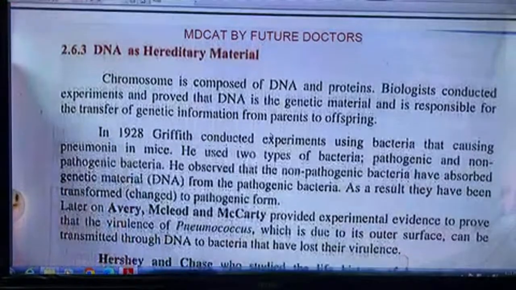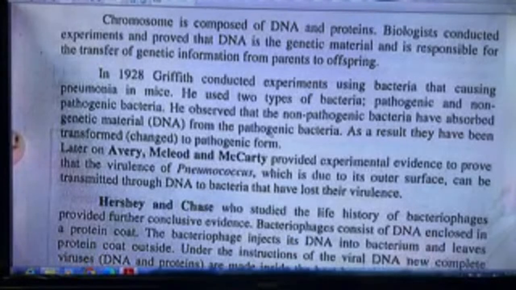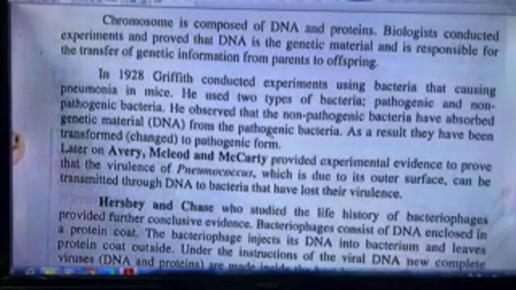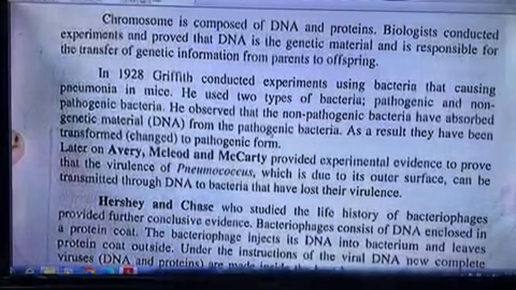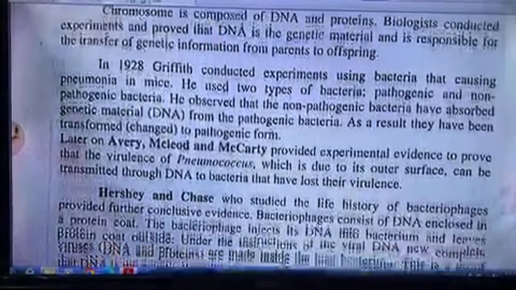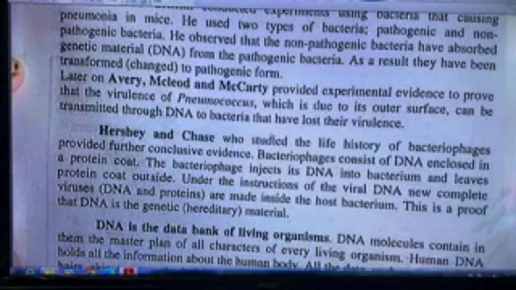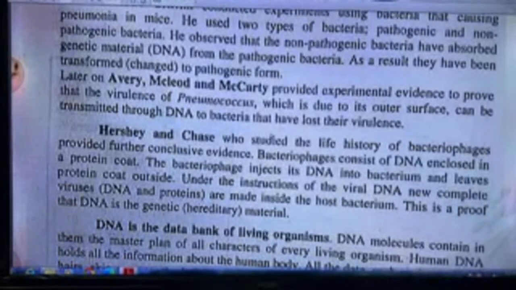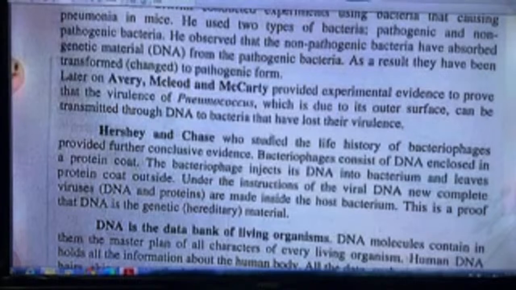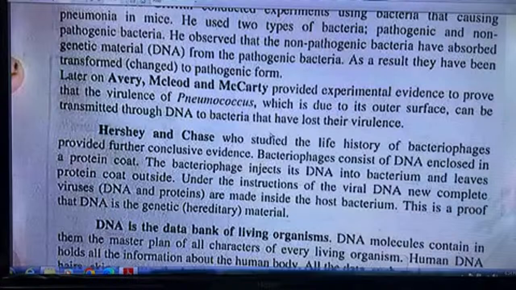Chromosome is composed of DNA and proteins. Biologists conducted experiments and showed that DNA is the genetic material and responsible for the transfer of genetic information from parent to offspring. In 1928, Griffith conducted an experiment using bacteria that caused pneumonia in mice. He used two types of bacteria, pathogenic and non-pathogenic. He observed that the non-pathogenic bacteria had absorbed genetic material, DNA, from the pathogenic bacteria. As a result, they had been transformed to the pathogenic form.